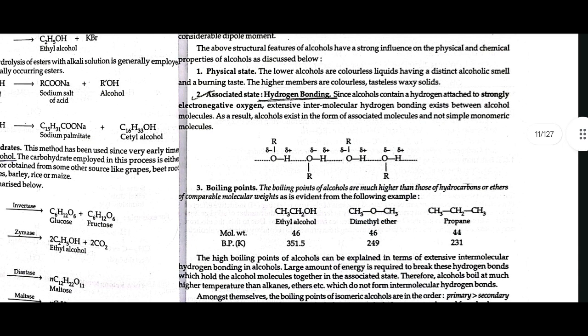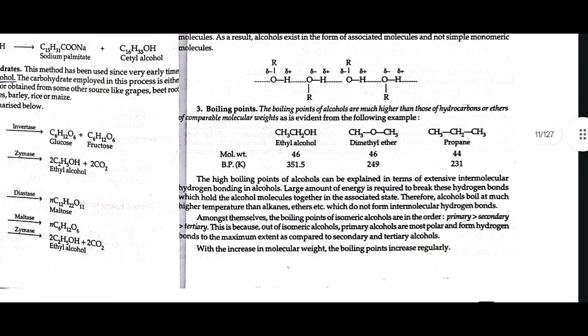Second, associated state, hydrogen bonding. Since alcohol molecules contain a hydrogen attached to strongly electronegative oxygen, extensive intermolecular hydrogen bonding exists between alcohol molecules. As a result, alcohol exists in the form of associated molecules and not simple monomeric molecules. Third, boiling points. The boiling points of alcohols are much higher than those of hydrocarbons or ethers of comparable molecular weight, as is evident from the given examples.